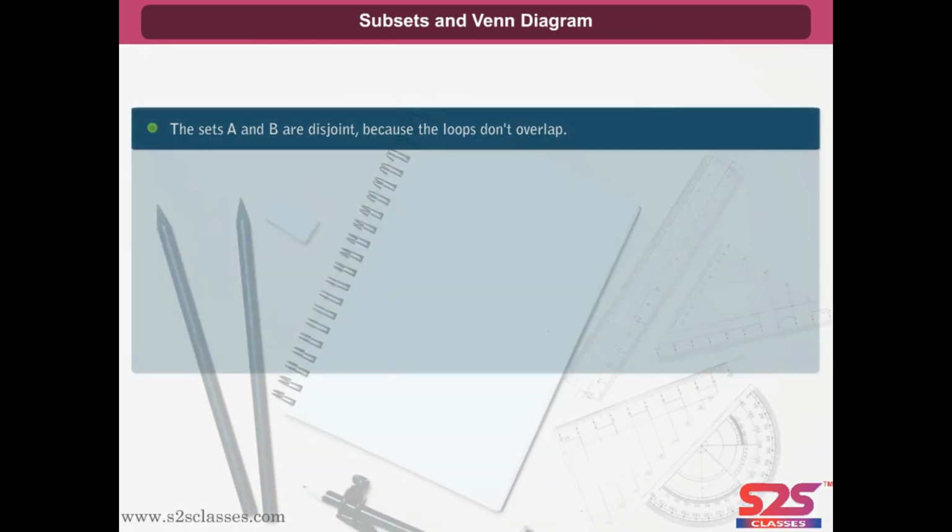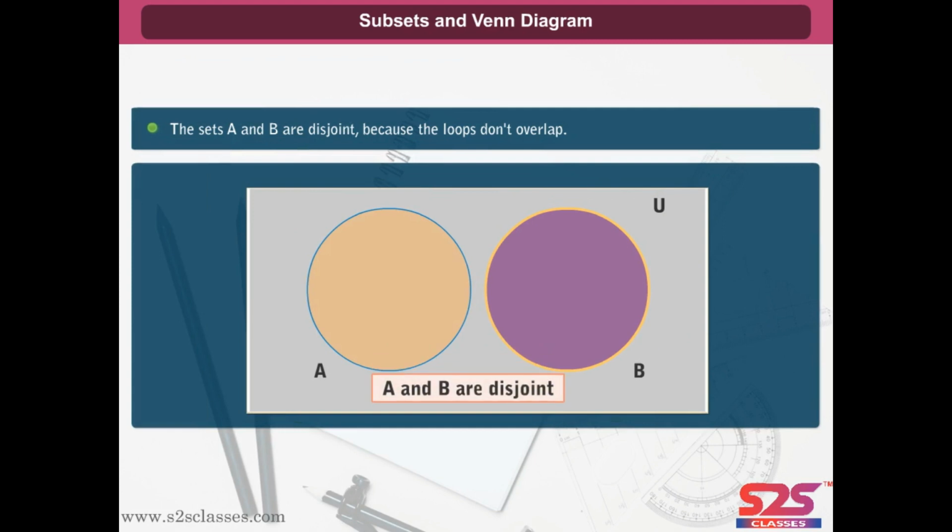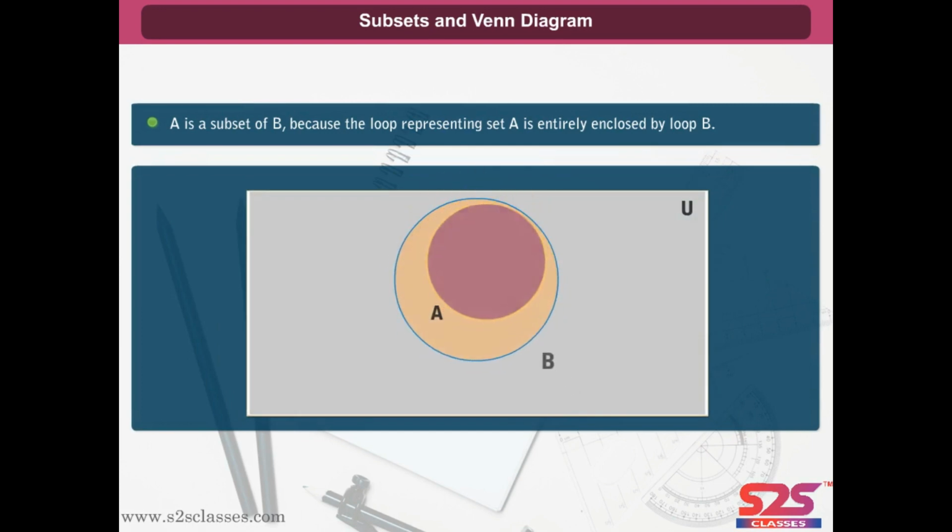The sets A and B are disjoint because the loops don't overlap. A is a subset of B because the loop representing set A is entirely enclosed by loop B.